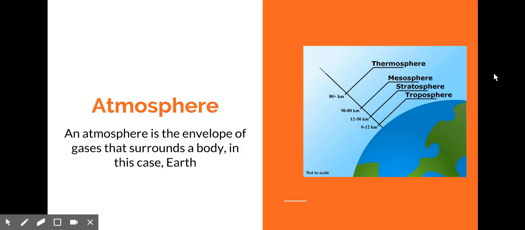The atmosphere, simply defined, is the envelope of gases that surrounds a body. I like to use that definition because other planets and some moons even have atmospheres. So in our case, we're considering Earth, but keep in mind other bodies, planets and moons, can also have an atmosphere.